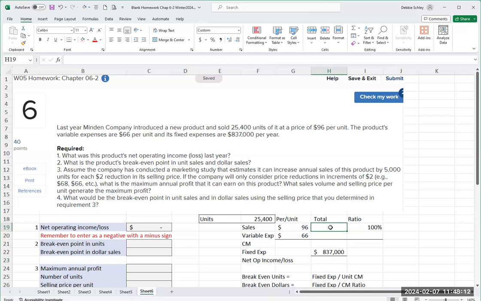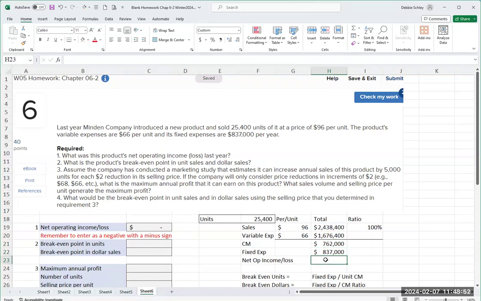So I need to figure out my sales. So sales equal my selling price times the number of units. And again, all of that information was up in this first paragraph. And then my variable is also going to be my variable expense per unit times the number of units. And then my total contribution margin will be the sales minus the variable equals contribution margin.